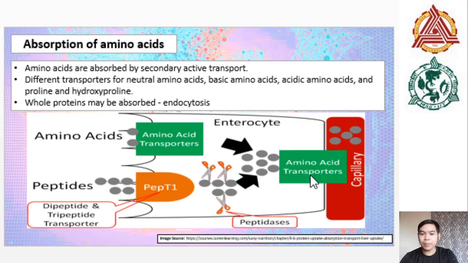Amino acids are absorbed by secondary active transport in a process similar to that utilized in the absorption of monosaccharides. Different transporters exist for the following amino acids. So different amino acid transporters are involved for the transport of neutral amino acids, basic amino acids, acidic amino acids, and for amino acids proline and hydroxyproline. There is evidence that whole proteins may be absorbed by the process of endocytosis, where the cell engulfs the whole protein molecule and digests it.